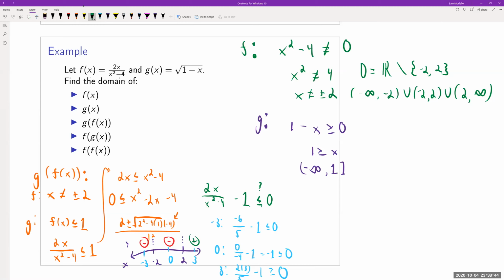So what we are looking at then, we know x still cannot be -2, but it also cannot be larger than 2. So the intervals that we're looking at are this one and this one, which will be the interval of -infinity up to -2, unioned with -2 up to 2.